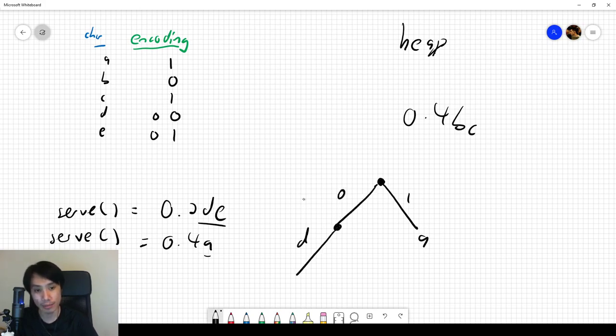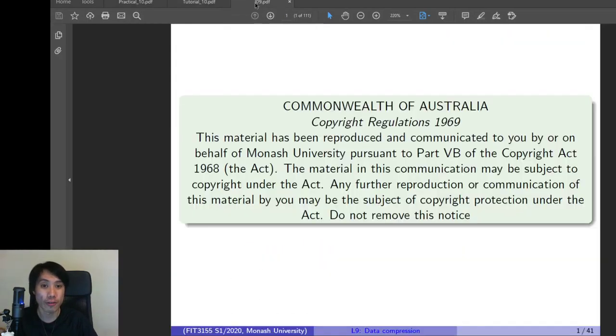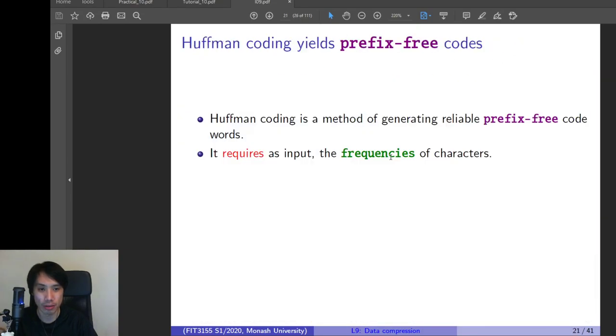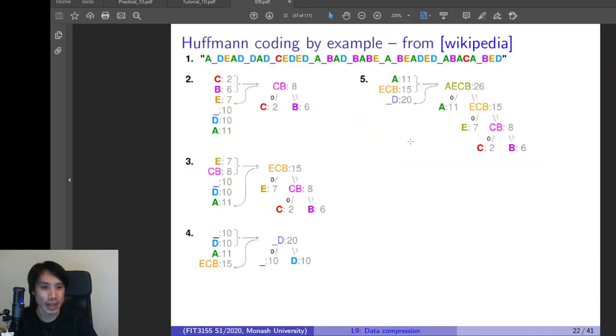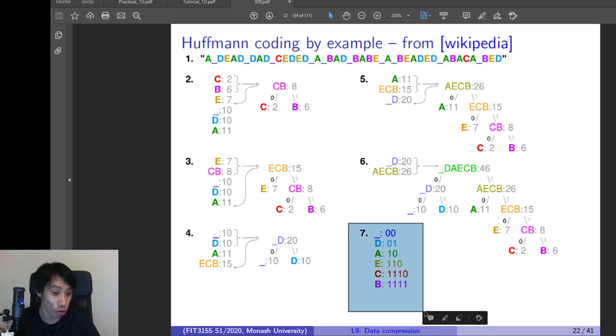Then it will be D, D, E, right? So D will be 0, 0, E will be 0, 1, and A will be 1. You realize as I'm manipulating my heap, I'm building the tree one by one. It's very different from what you see in your lecture slides. If you look at your lecture slides, you build the tree, and only at the end you obtain your encoding by traversing your tree.